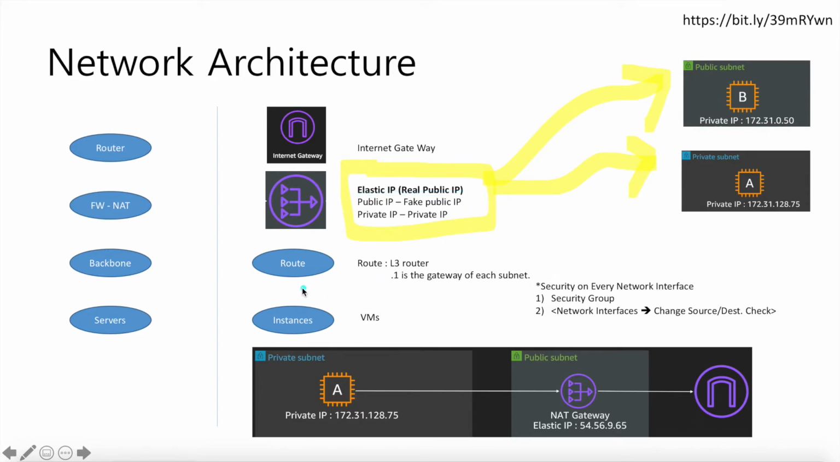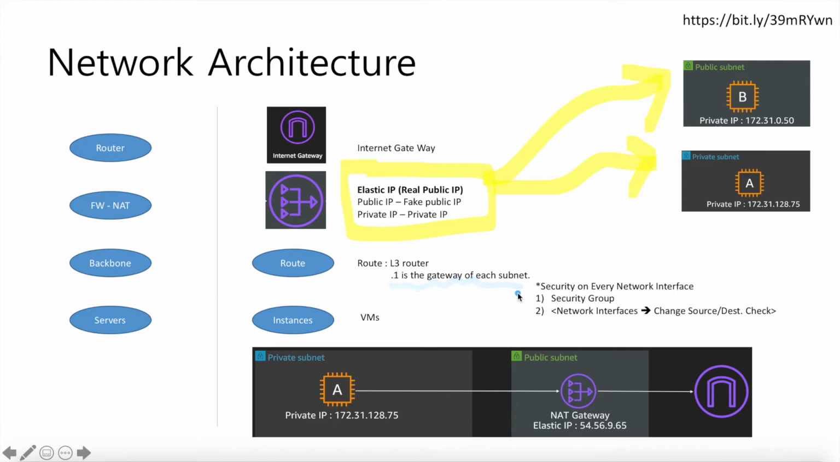Also in AWS there is the route table. Actually, the router is the L3 switch or L3 router itself. So always the .1 is the gateway address of each subnet. Remember.